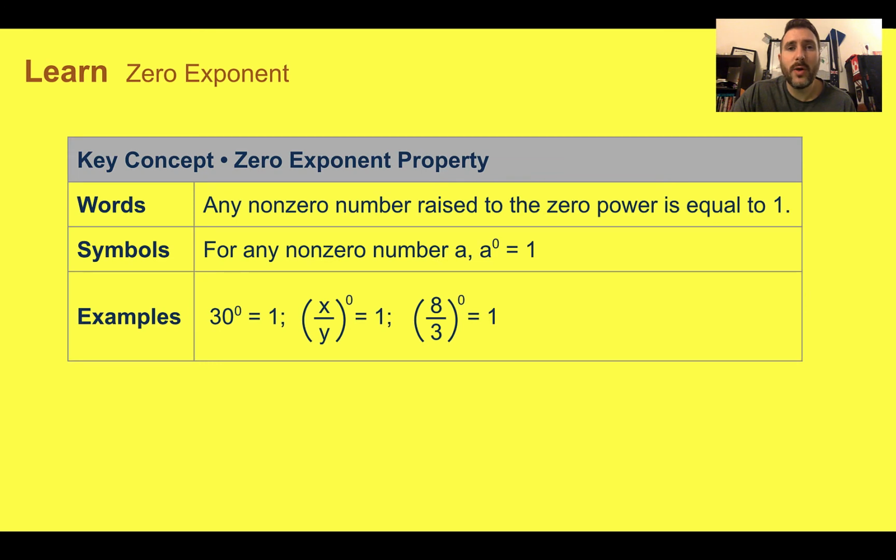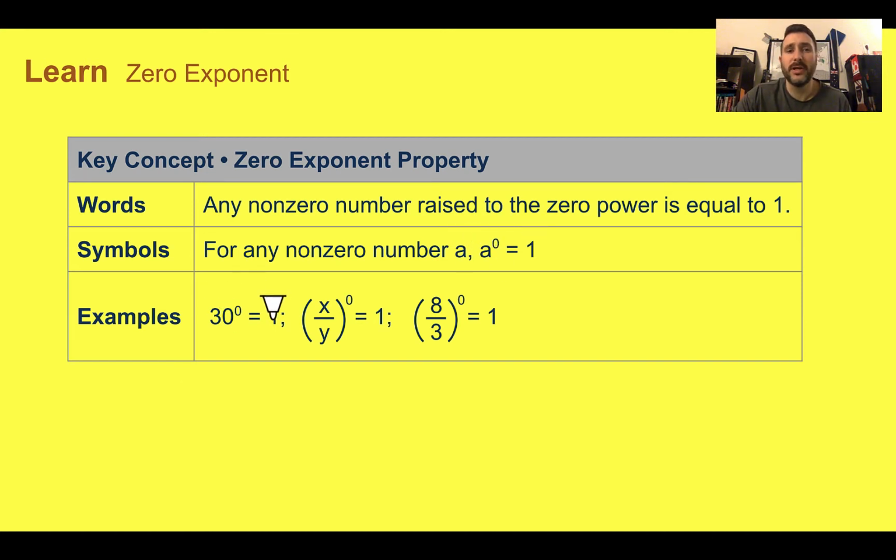Let's learn zero exponent. Our key concept here is the zero exponent property. What this means is any non-zero number raised to the zero power is going to be equal to 1. So any number a, as long as a is not equal to 0, to the 0 power will be 1.